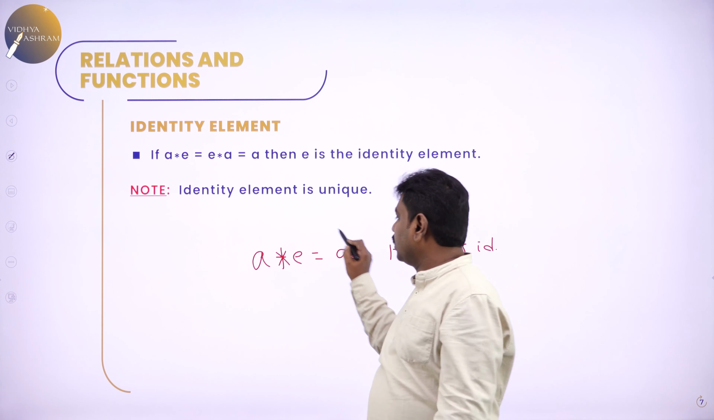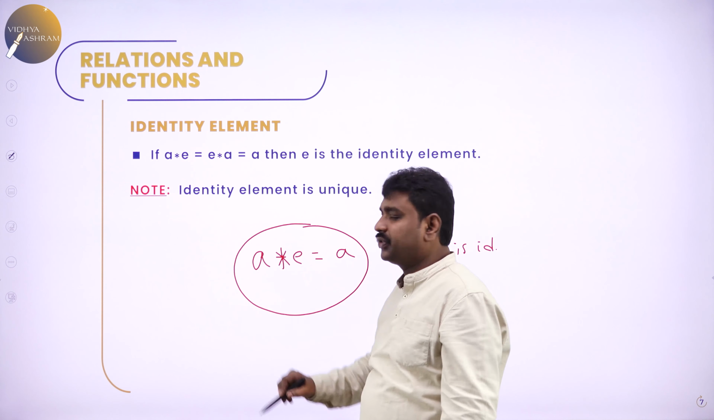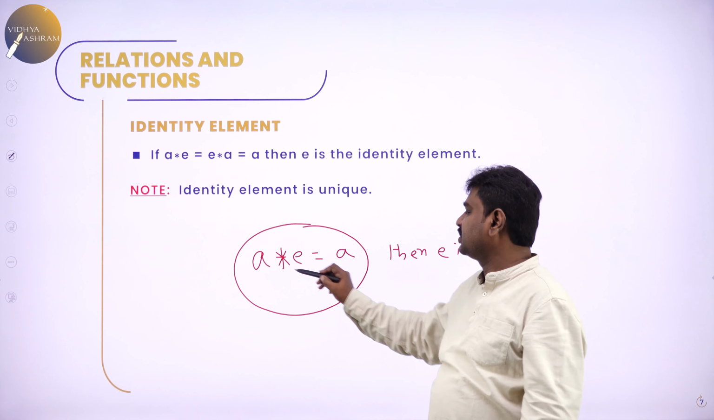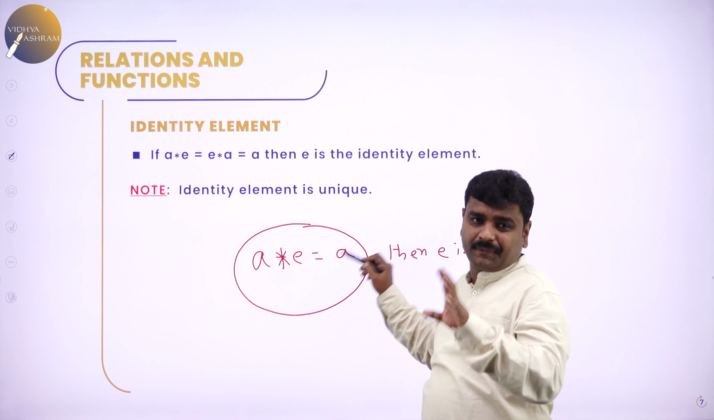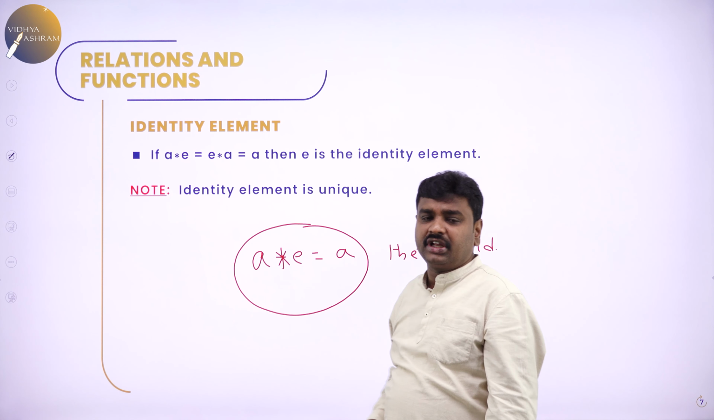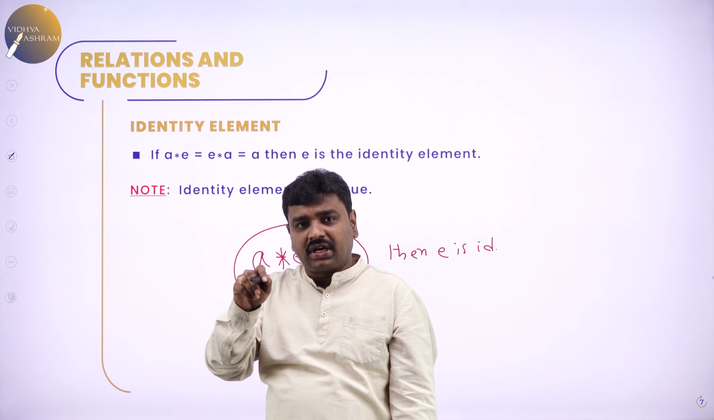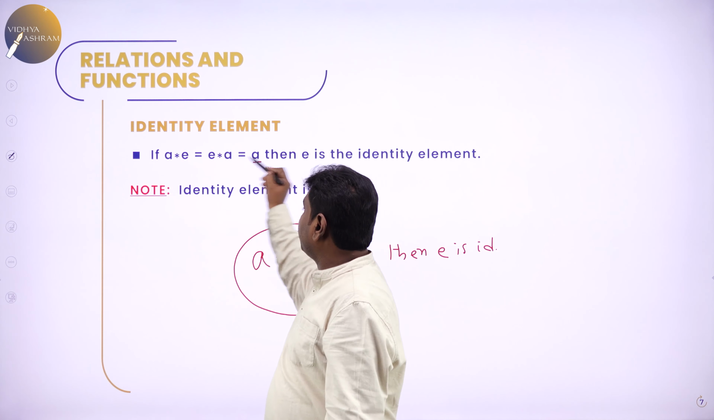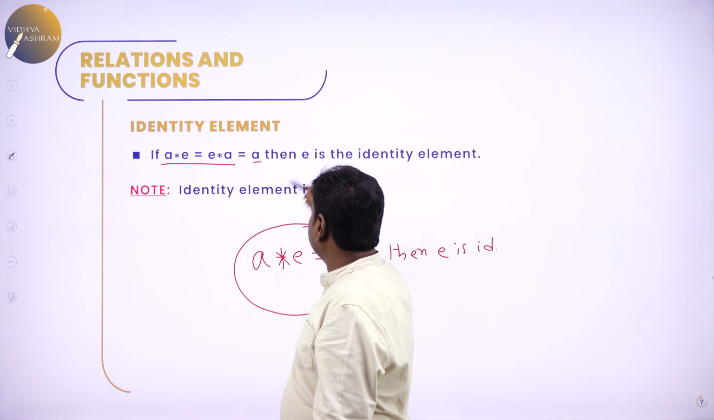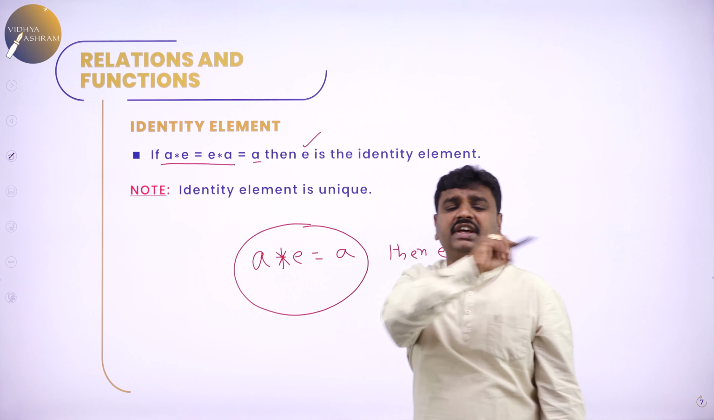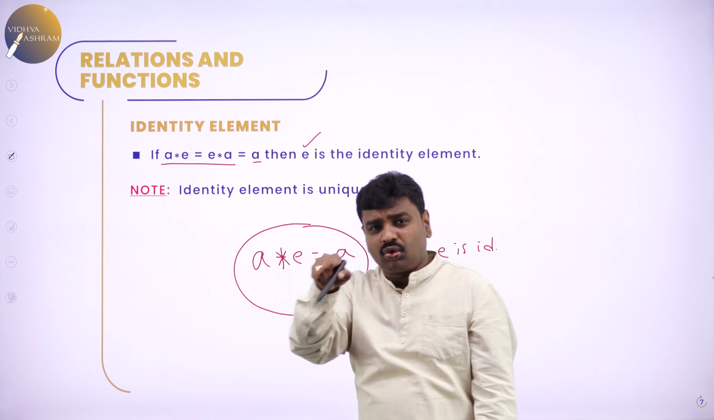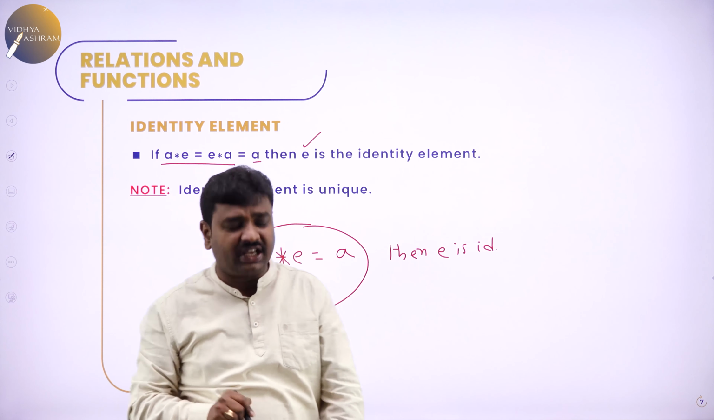So now, to solve the problems, we will take this as a formula. If I ask you to find the identity element, the first step is you write A star E is equal to A. Now what is the definition of identity element? If A star E or E star A gives you A, if A star E is equal to E star A, then we call this E the identity element.